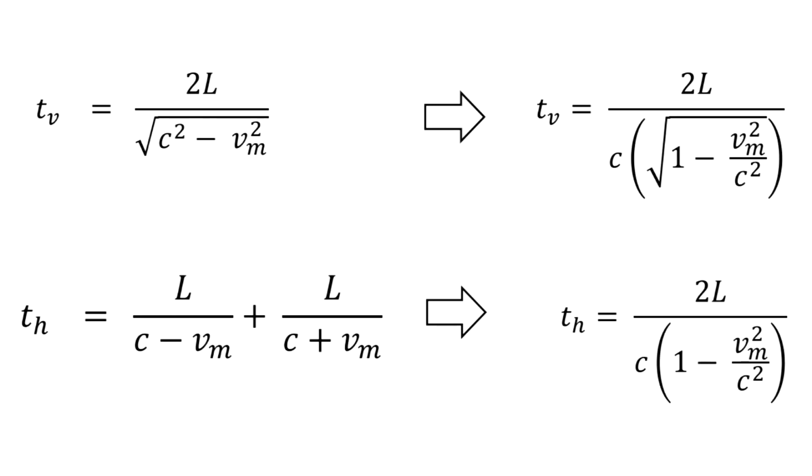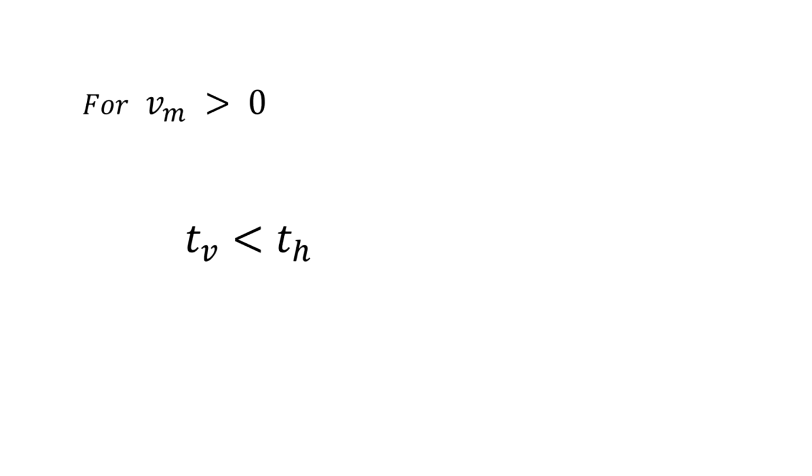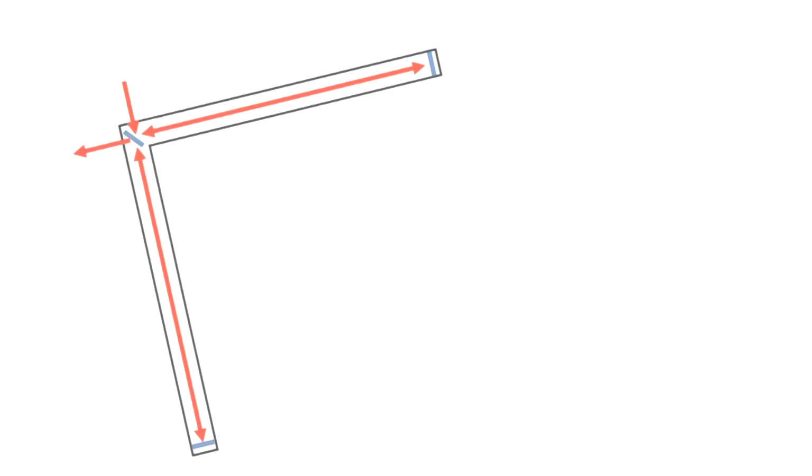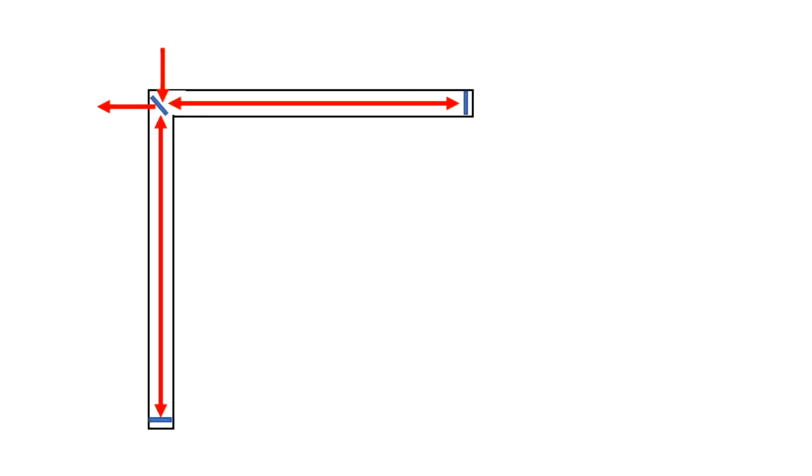For vm greater than 0, the time on the vertical arm will always be less than the time on the horizontal arm. When the interferometer is rotated, then the interference pattern will change as the two arms trade places.